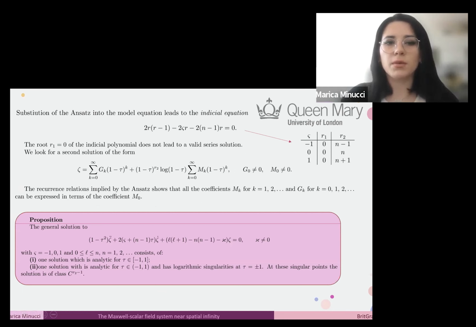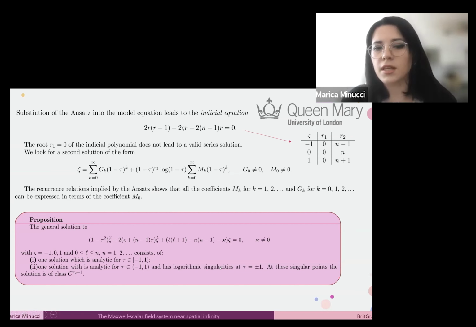In particular, we found out that the recurrence relation between the coefficients g_k and m_k can be expressed in terms of the coefficient m_0. So we have a valid series solution and only one free coefficient. The general behavior of the coupled system is then summarized by this proposition. So we have a solution which is analytic at the critical set, and a solution which is analytic far from the critical set, and there's a logarithmic singularity there.